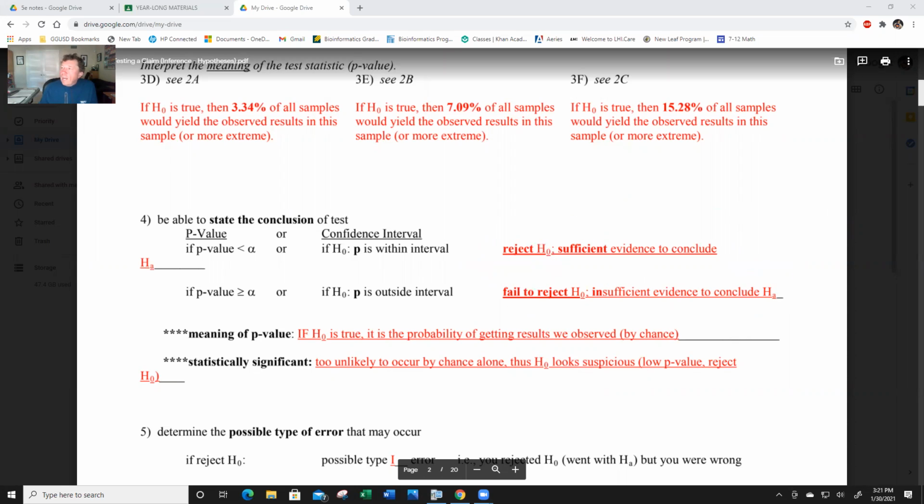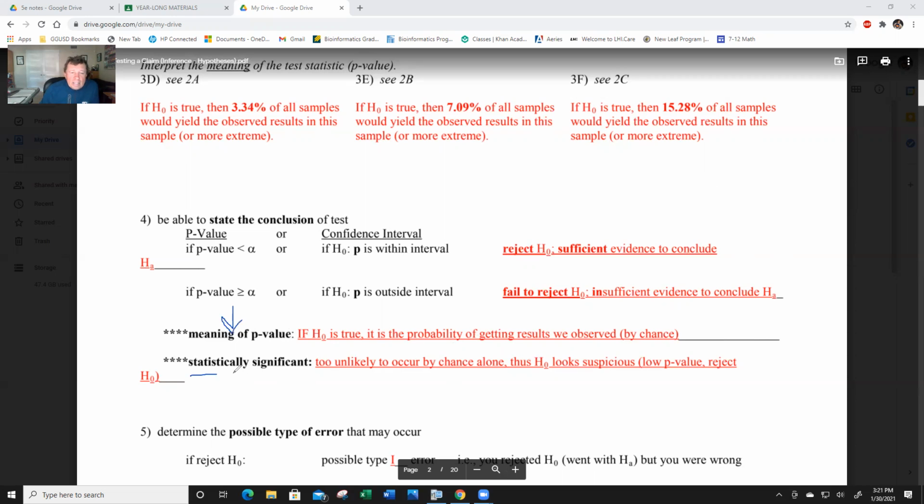Most people love my little catchphrase. It's a rhyme. I'm a rhymer, I'm not a poet. If the p-value is low, then you reject the H0. If the p-value is low, you reject the H0. Okay, that's a good one. Here's the meaning of p-value. I got it again. Go ahead and write that down.